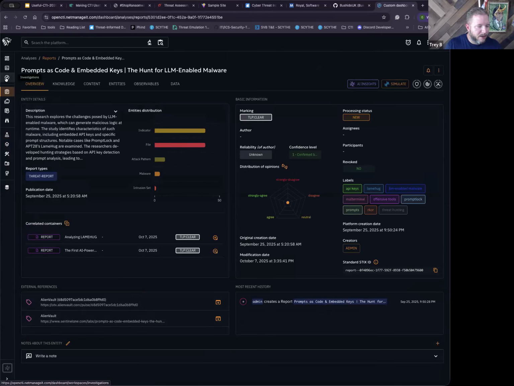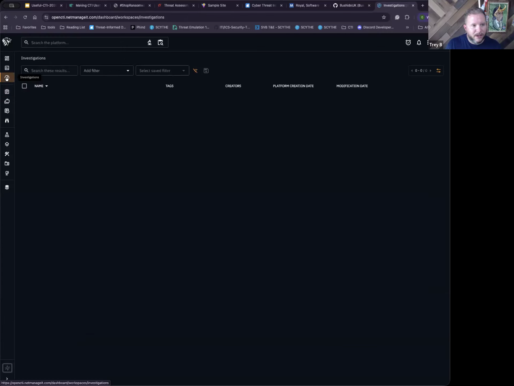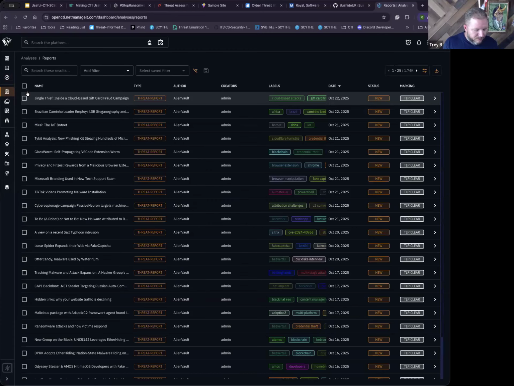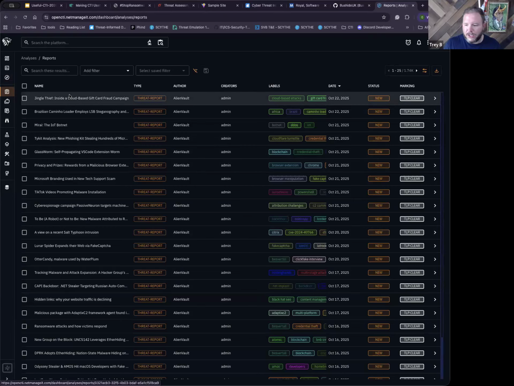Let's see what else I can show you on this one. From an investigation or research standpoint, or even incident response, you can set up investigations in here to track everything. Overall, it's a really cool platform and it's open for use. It's not just a correlation engine, but it's also storage. It's useful. There's a lot going on here as a whole.